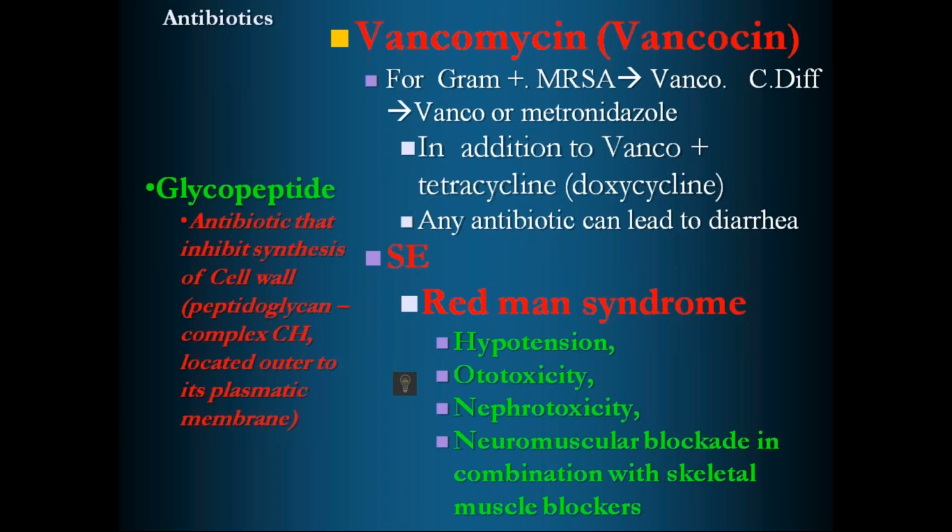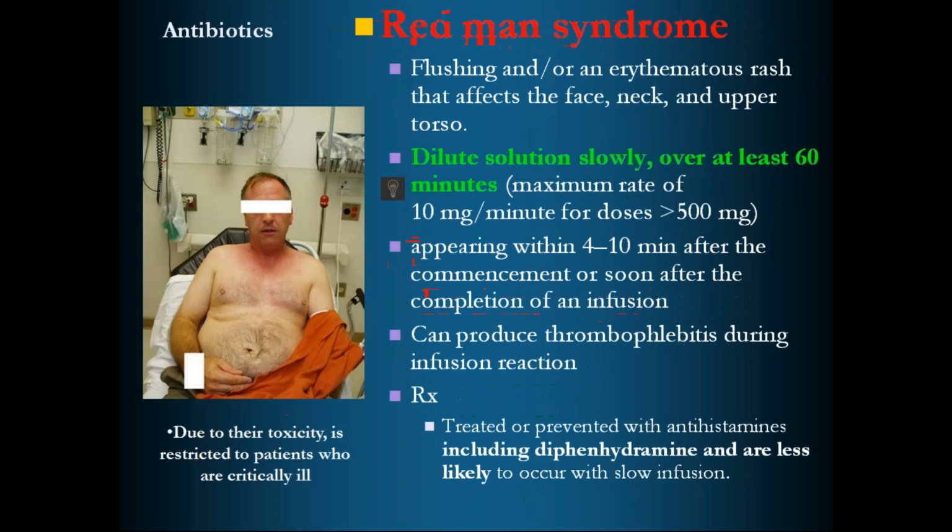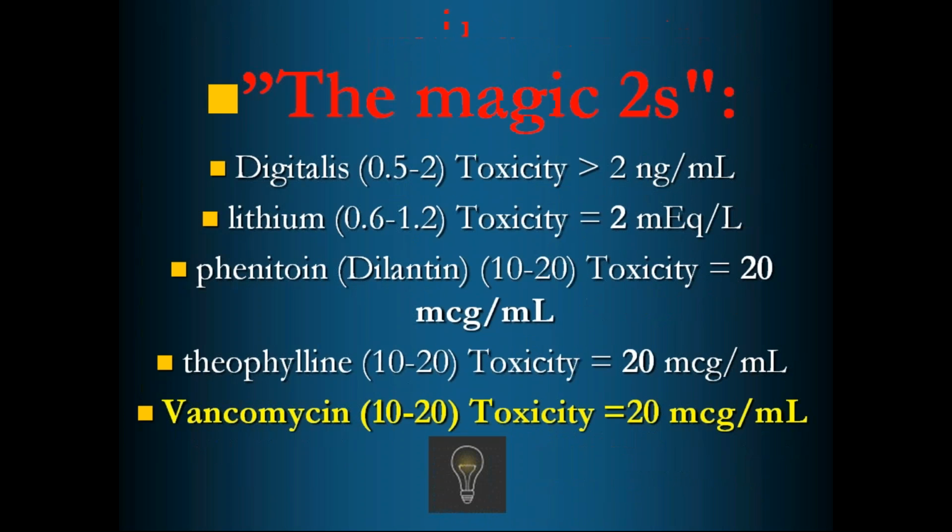What is important here is that the level of vancomycin in blood is 10 to 20. Toxicity is more than 20. Those are part of your magic numbers, right? If you know this chart, lithium is coming later, phenytoin is coming later, and we already saw digoxin, theophylline, vancomycin. If you know this, you are going to kill many questions in the NCLEX, for sure.